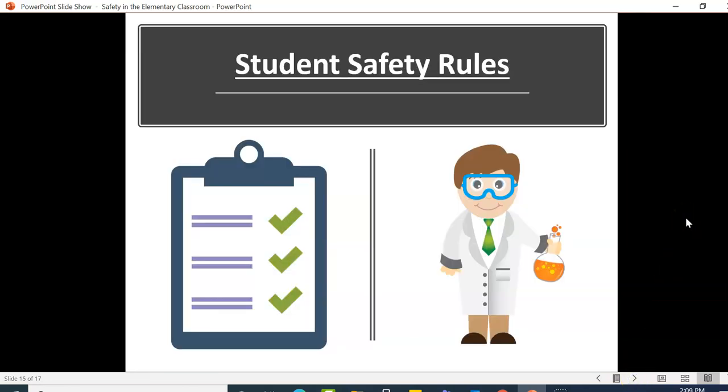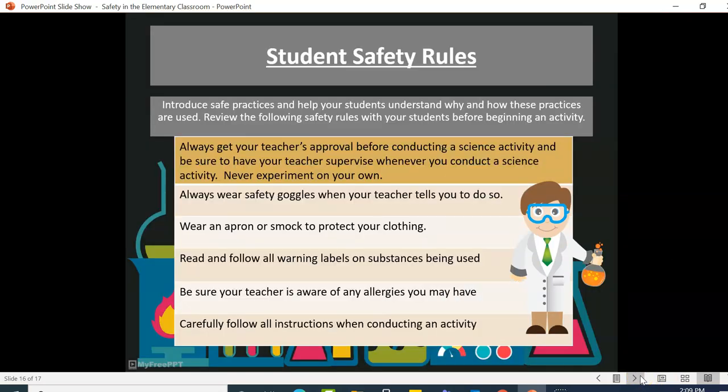Now let's talk about how you utilize student safety rules in the elementary science classroom. Introduce safe practices and help your students understand why and how these practices are used. You may either set the rules or have students help you develop science safety rules. Either way, make sure students understand these rules and why they are necessary. You may choose to have students create posters for display in the room throughout the year to emphasize safety and remind students of the specific safety rules.